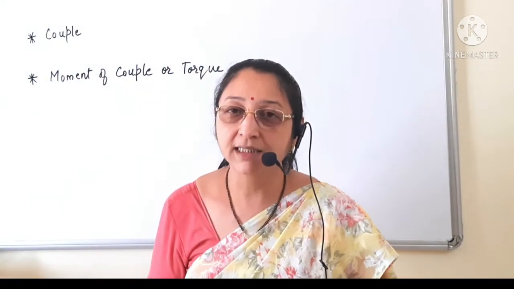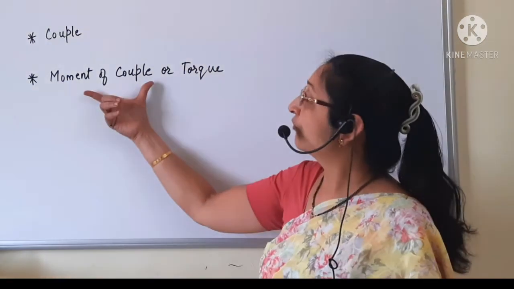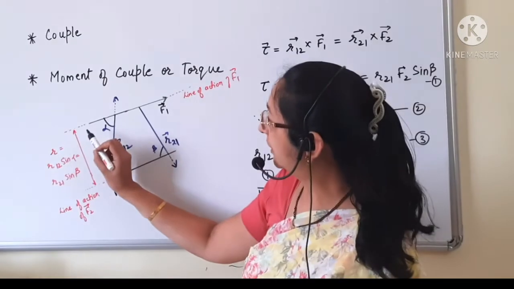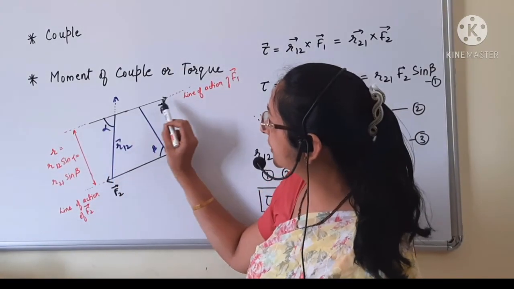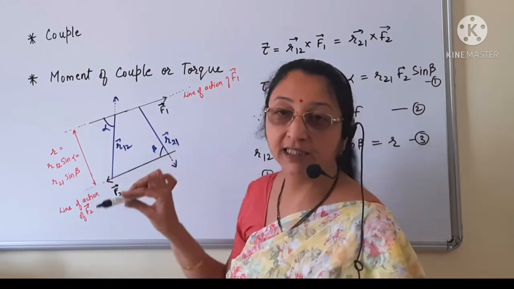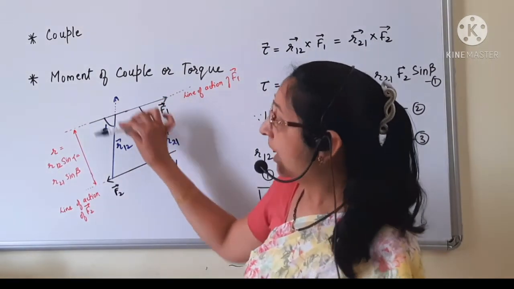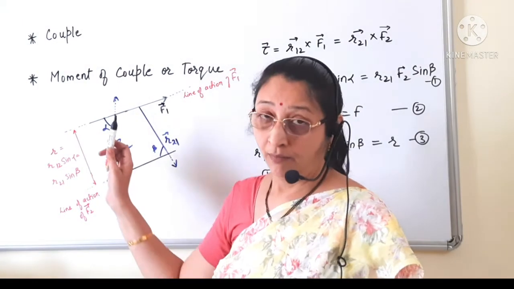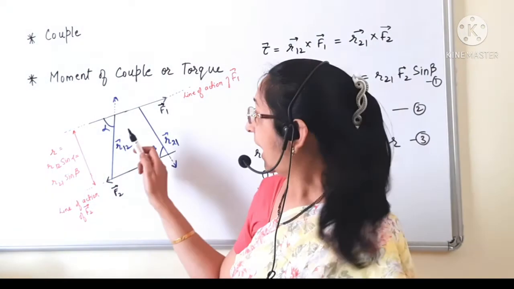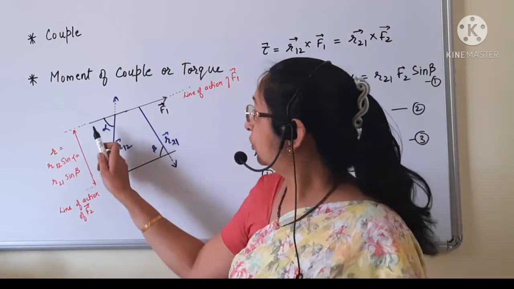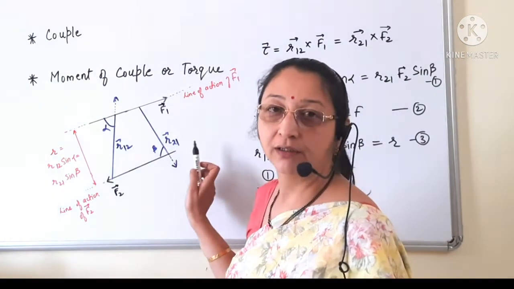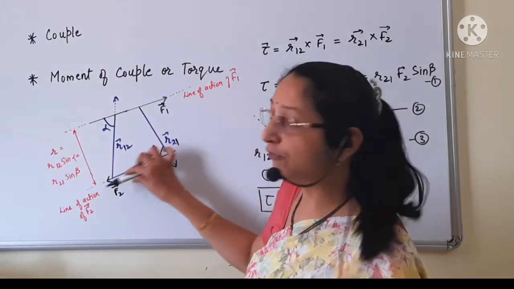Now we discuss the moment of couple or torque. Here we are seeing two forces. One is the force F1 which is in this direction and another is the force F2 which is in this direction. The directions of the two forces are opposite. The magnitudes may be the same or may not be. The two forces are acting along two different lines of action. Force F1 is here and F2 is here.